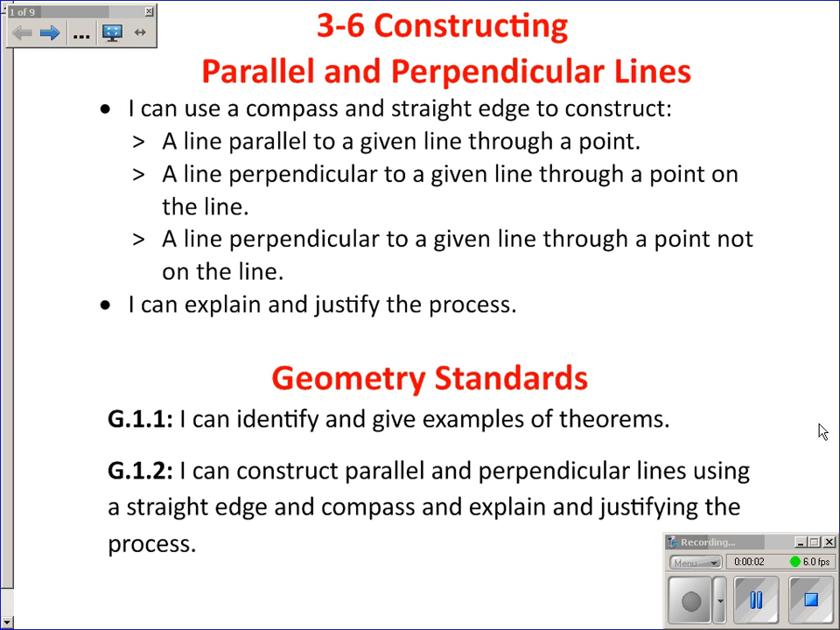This video is on section 3-6 on constructing parallel and perpendicular lines. We'll go back to some of the ideas that we used in chapter 1 on constructing congruent angles and segments and bisecting things, and we're now taking those same ideas and constructing with a compass and straight edge a line parallel to a given line through a point, a line perpendicular to a given line through a point on the line, and a line perpendicular to a given line through a point that's not on the line, and that you can explain and justify the process that you're using.